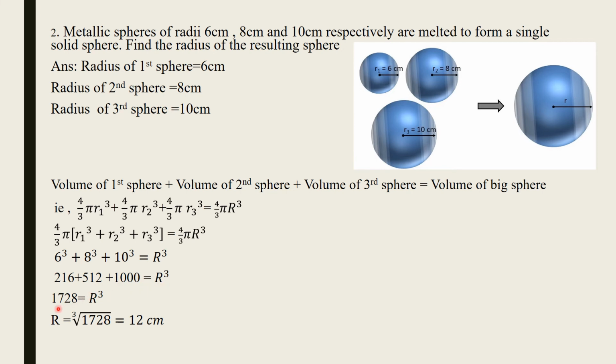From this we can see R cube is equal to 1728. Therefore, radius of the resulting sphere will be cube root of 1728, which is equal to 12 centimeter.